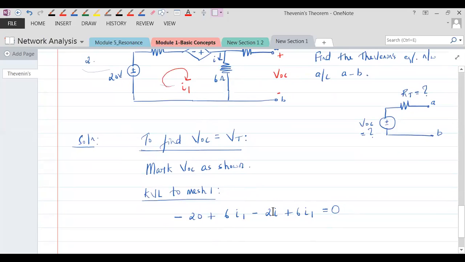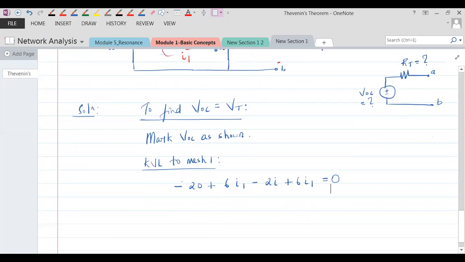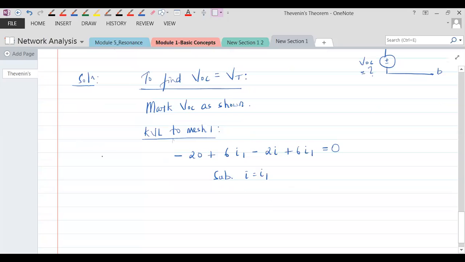What is this branch current I equal to? Is it not your I1? Yes, it is I1. So substituting I equal to I1. Why do we need to do this? Because in mesh analysis, I need KVL only in terms of the mesh currents. In node analysis, I need KCL only in terms of the node voltages. Let's remember that.